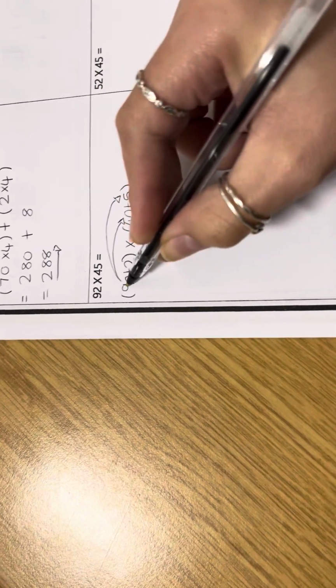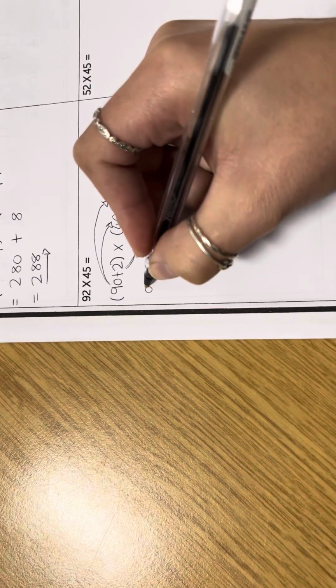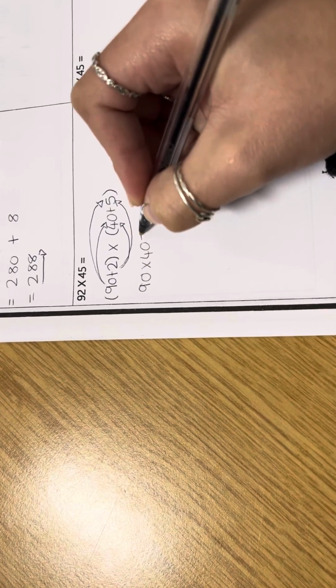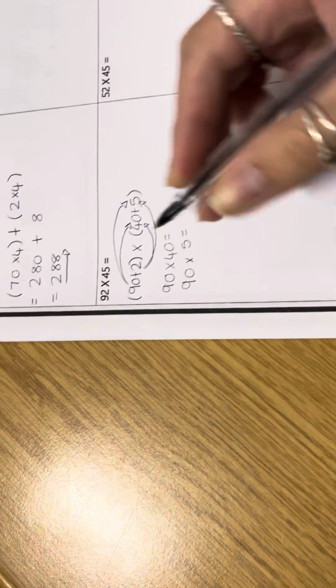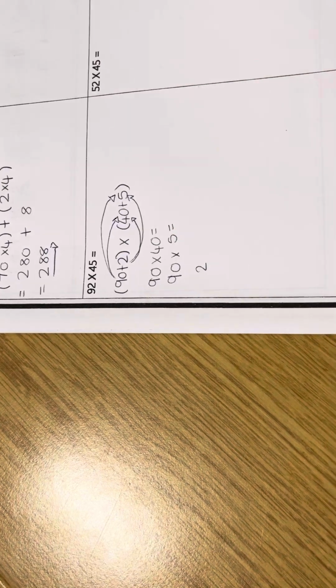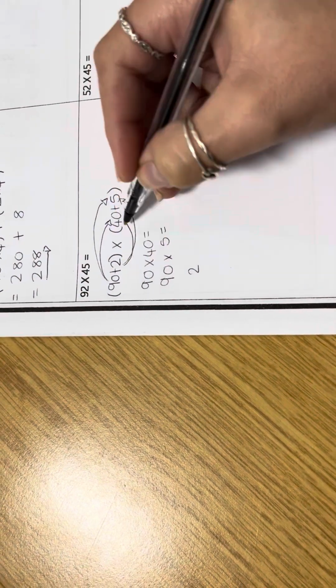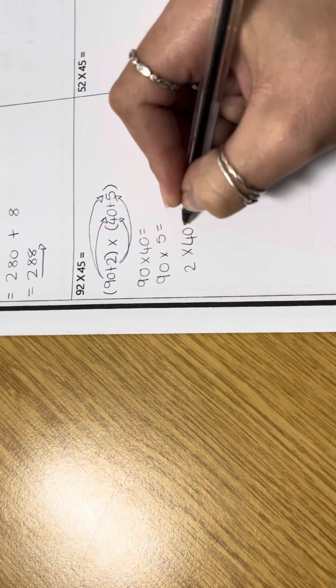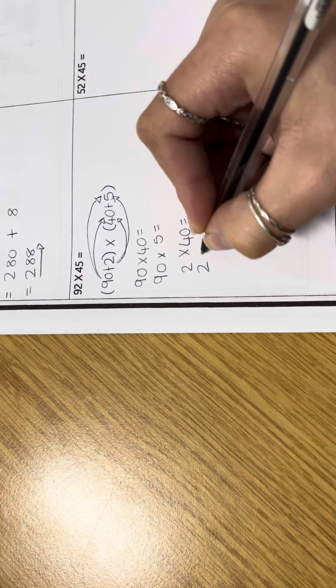So 2 will get a chance with 40. 2 will also get a chance with 5. So they are all being multiplied with one another. So we started with 90, writing it down neatly. So 90 times 40 first, and 90 times 5. And then we start with 2. I like to make a little bit of a space there just so that my brain can see it clearly. 2 times 40 and 2 times 5.